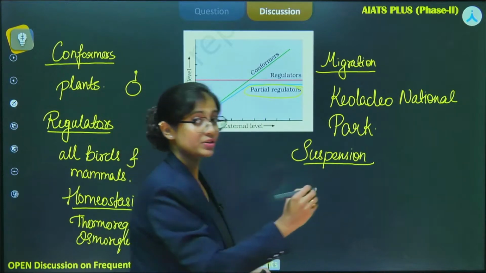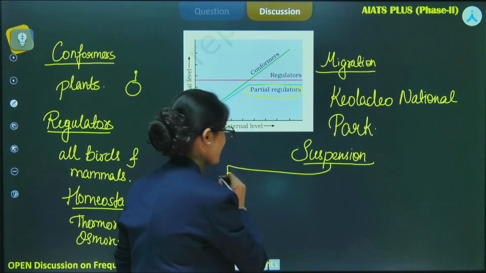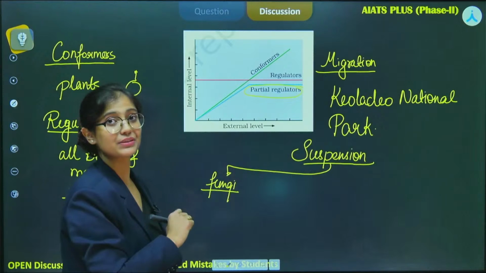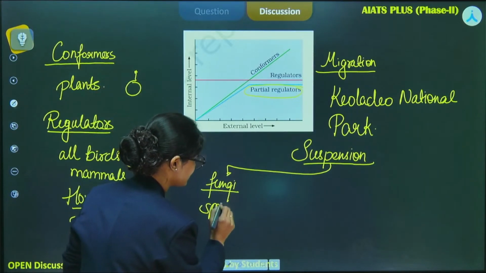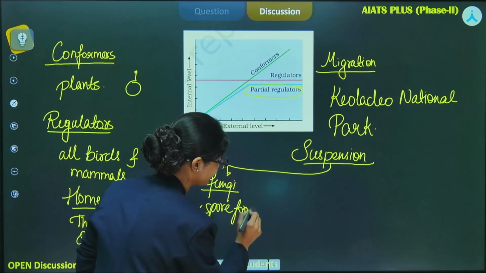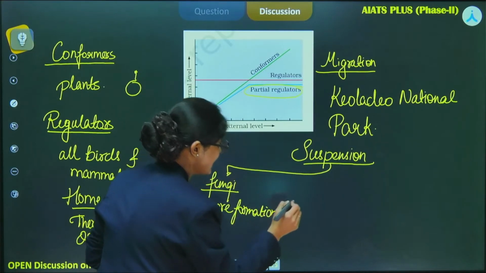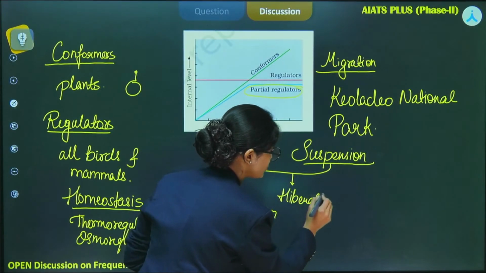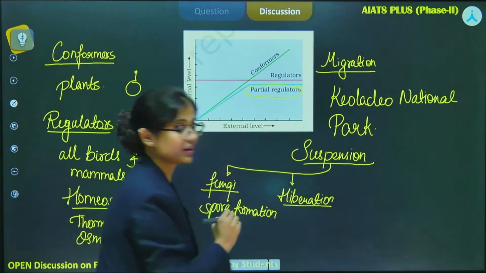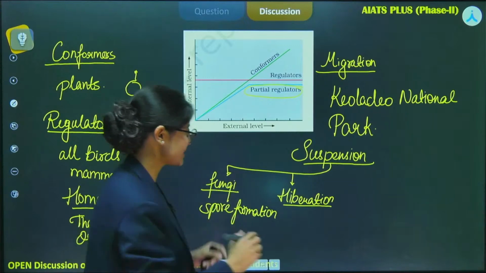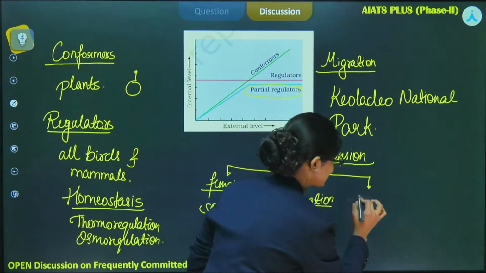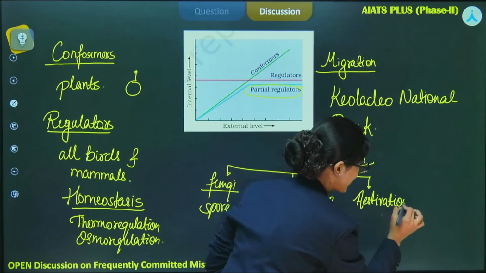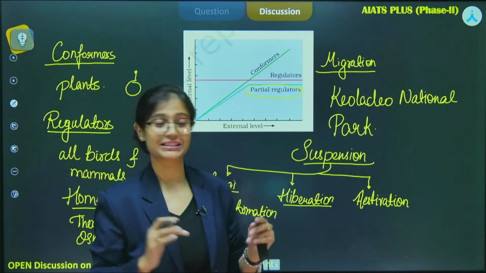The types of suspension organisms show: if we talk about fungi, they suspend their metabolic activity by forming spores. So, spore formation is one way. Next is hibernation. Hibernation is related to escape from the cold environment, right? Now, the next one is aestivation. It is one of the ways through which organisms can escape from summer-related problems.